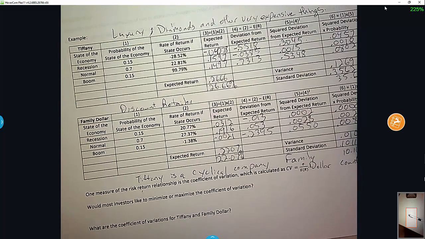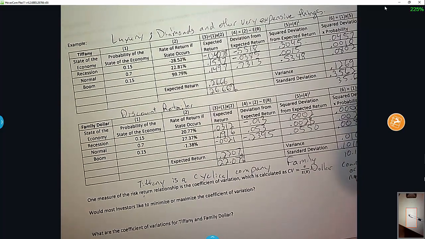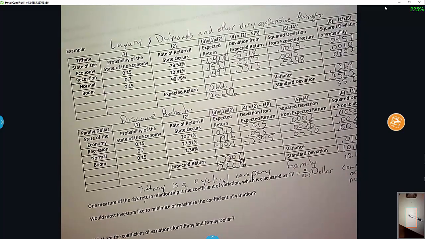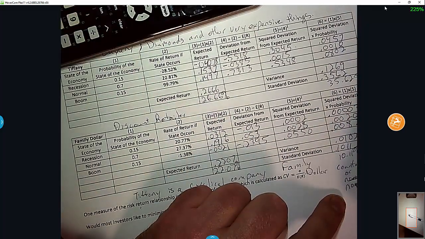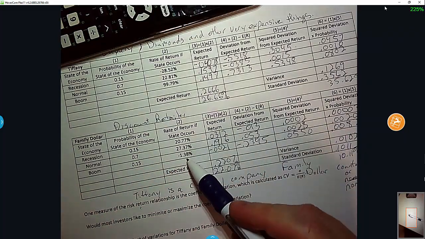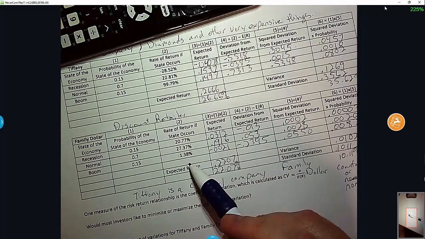is somewhere between counter-cyclical, in other words, it moves opposite of the economy, or non-cyclical. To truly be non-cyclical, we wouldn't expect any interaction or any relationship between the state of the economy and the returns for the firm. So for Tiffany, why is it a cyclical company?